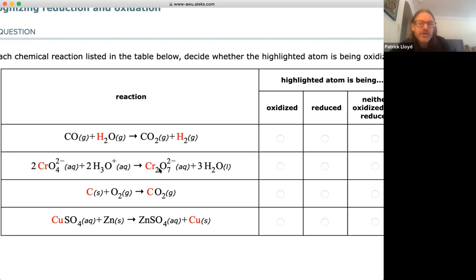So let me show you number 2 and number 4 here in a little more detail. Again, we're just worrying about one of the elements. Here's the transition metal chromium. Here's the transition metal copper.